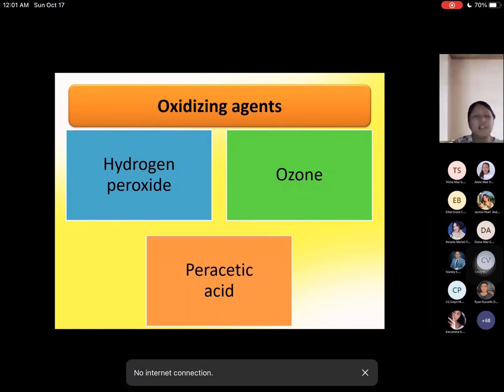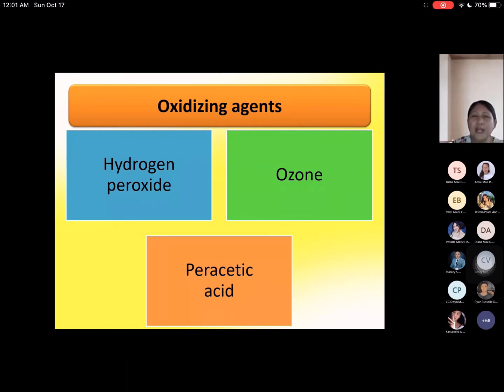Available, which kills vegetative bacteria and fungi within 5 minutes and endospores and viruses within 30 minutes. So peracetic acid is one of the most effective liquid disinfectants or chemical sporicides, which usually kills vegetative bacteria and fungi within 5 minutes and endospores within 30 minutes. That is peracetic acid.